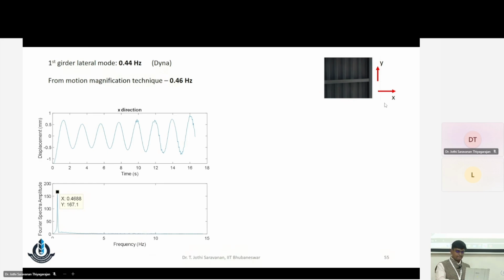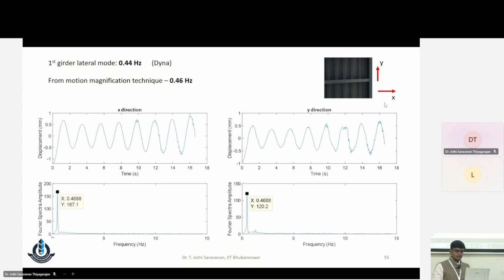Similarly, this is for the y direction. What we understood was that it does not have a clear-cut lateral motion; it has motion in both x and y. So we collected both vibration data and analyzed them. Both give almost the same result, 0.46.